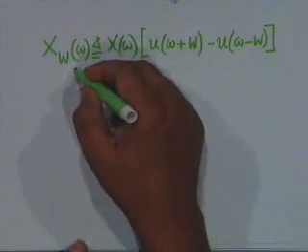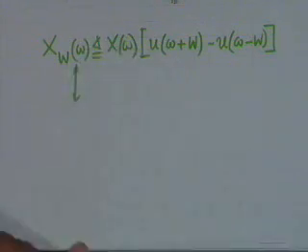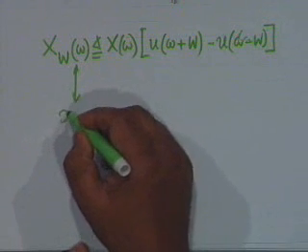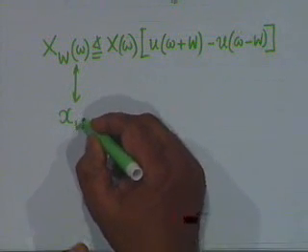What we do now is take the inverse Fourier transform of X w of omega. Alright, and let's call this small x w of t.